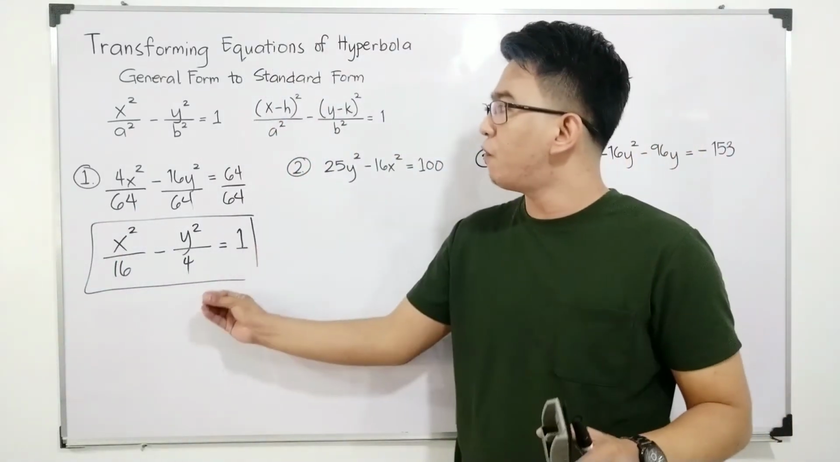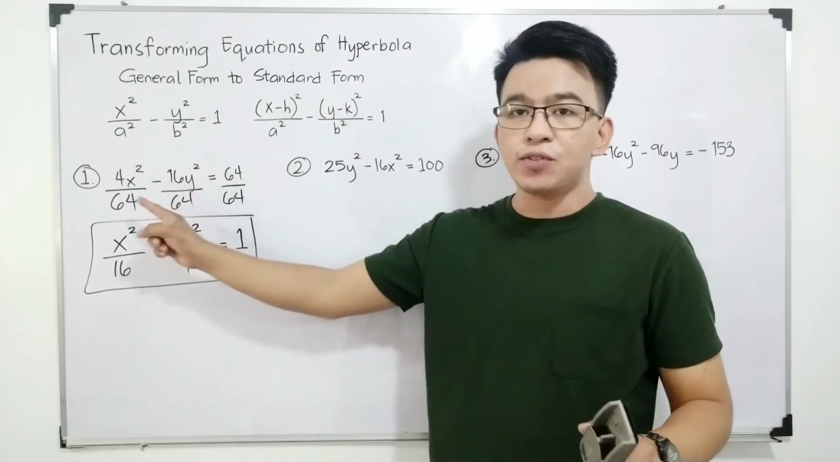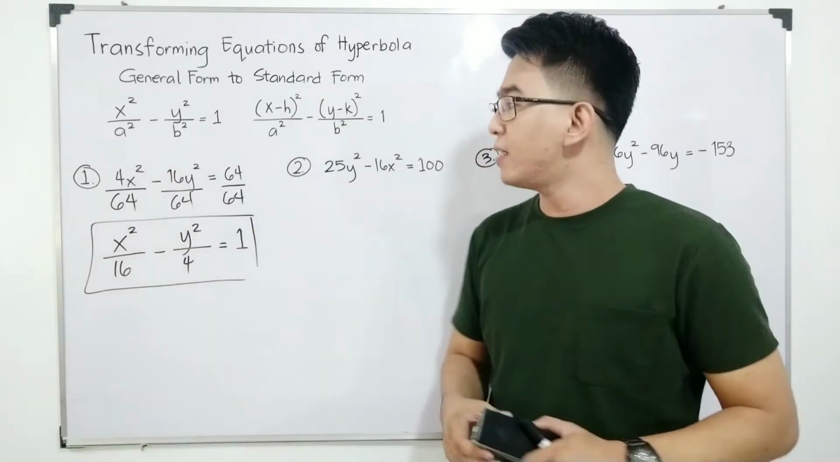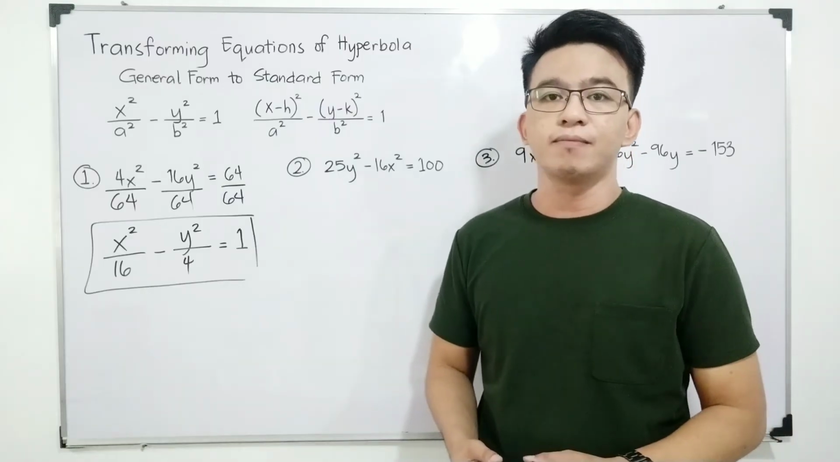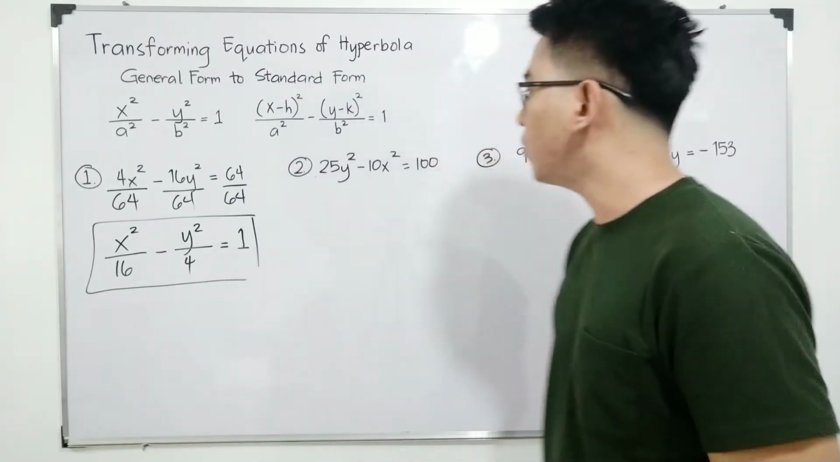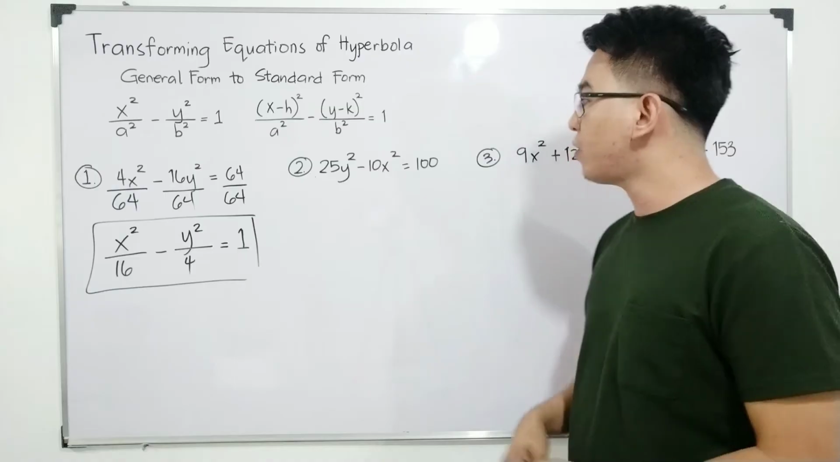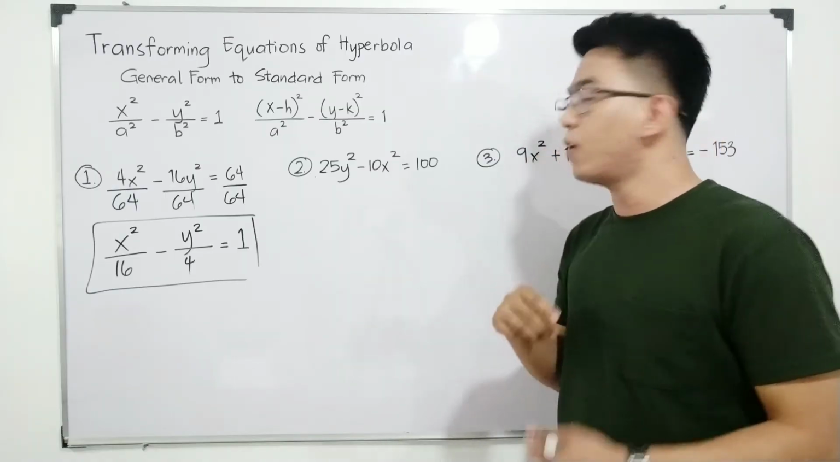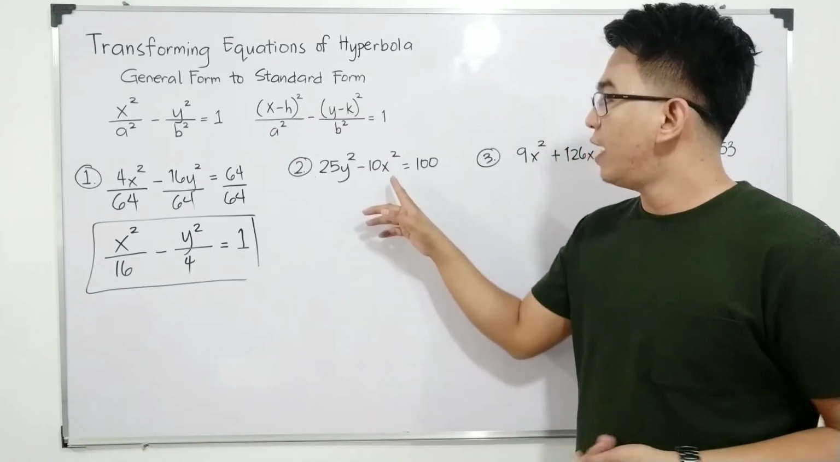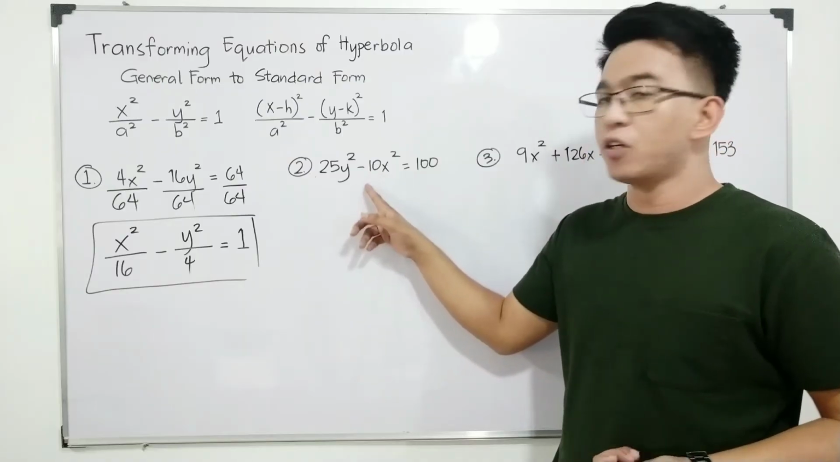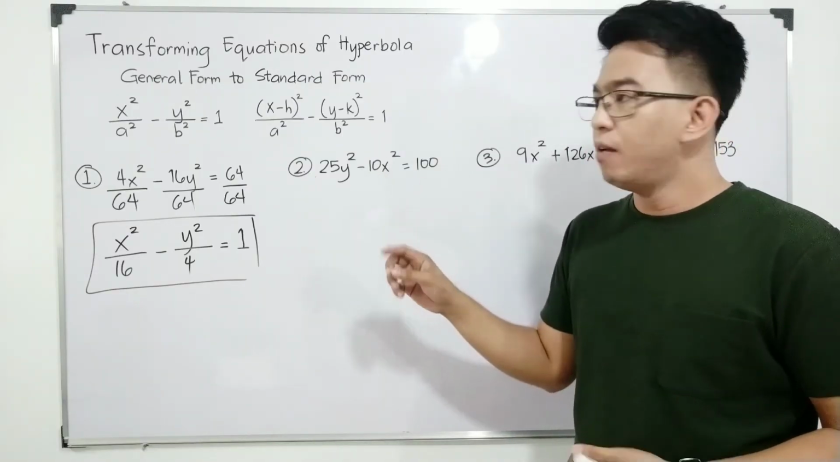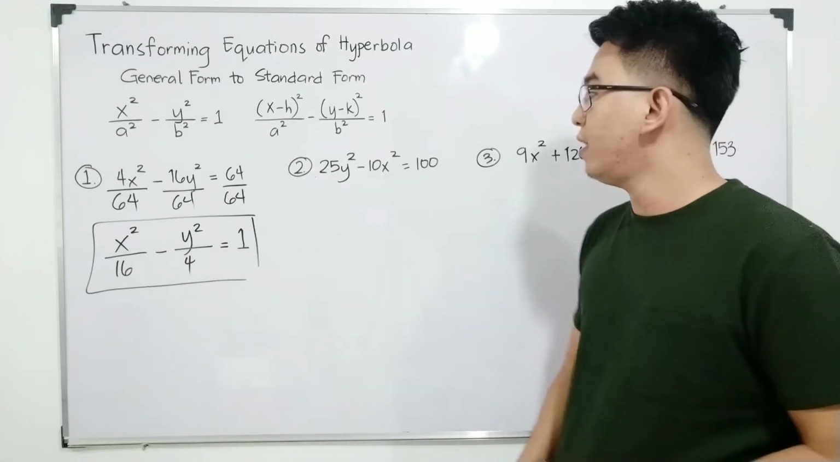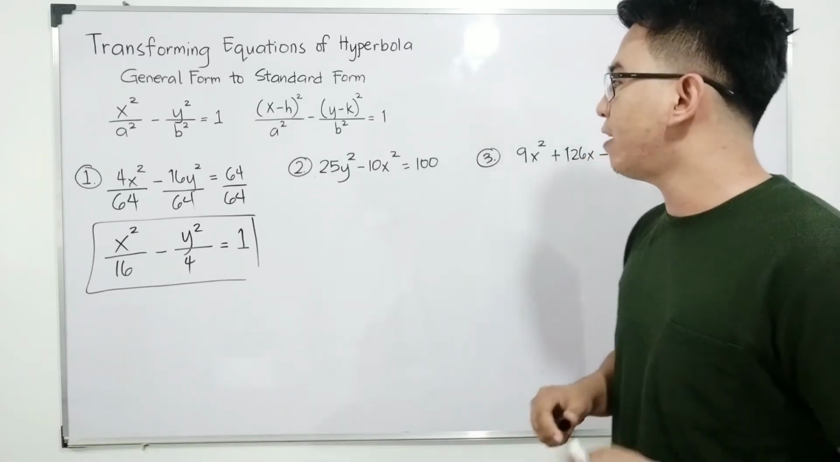And this is the answer for item number 1. This is the standard form of the given equation 4x squared minus 16y squared is equal to 64. That's how easy it is. Now let's answer item number 2. We are given 25y squared minus 10x squared is equal to 100. By the way guys, I have corrected this term. Originally, this is negative 16x squared, but I changed it to 10x squared. So let's start with item number 2.